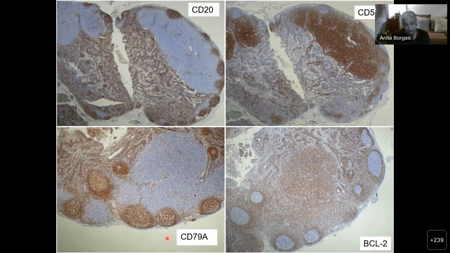We use CD20 all the time as a B cell marker, but sometimes it's very interesting to use 79A because today a lot of patients are being treated with rituximab when they have a B cell lymphoma. And when you have been treated with rituximab, which is a monoclonal antibody against CD20, sometimes when the lymphoma recurs, the CD20 has been downregulated, because rituximab has caused this downregulation of CD20.